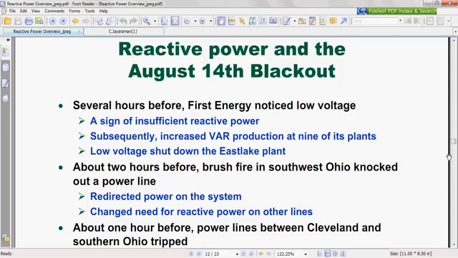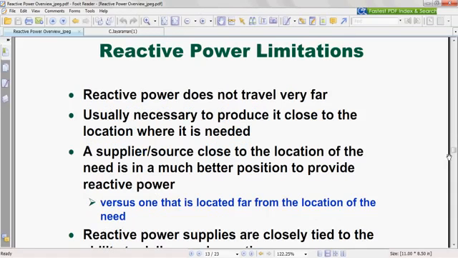I have listed some of the major events related to reactive power and blackouts. It's not that much importance, but just to realize how important it is for the system not to collapse, and to show the significance and importance of reactive power for a power system.